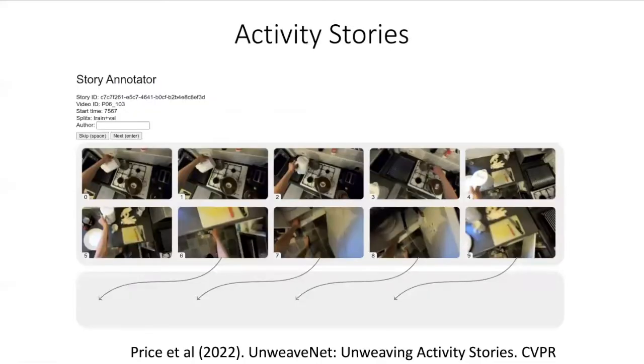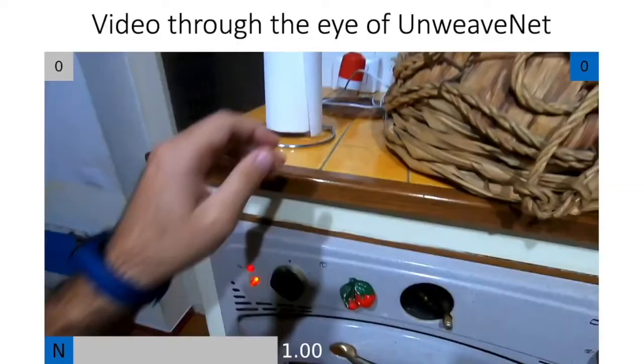We also collect a reasonable number of annotated activity stories. Through an interface we describe in the appendix of the paper, we train, validate, and evaluate on untrimmed videos from the large-scale Epic Kitchens-100 videos. Now we show a video through the eye of UnweaveNet. Each time it receives a clip, it produces a score indicating how likely it is that this clip belongs to one of the threads within the bank. This is shown in the bottom left corner.